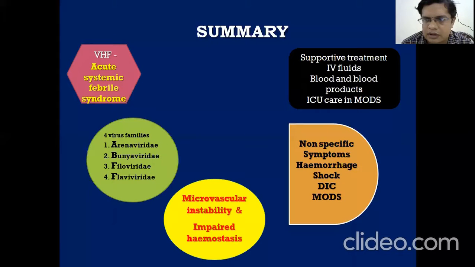The clinical presentation is initially non-specific: fever, headache, myalgias, retroorbital pain, and rash. And if they pass into the critical phase, they produce hemorrhage, shock, and complicate with DIC and MODS. Treatment is always supportive, with antipyretics, IV fluids, and in critical cases blood and blood products, and ICU treatment with fluids and vasopressors in MODS. So this summarizes the presentation of viral hemorrhagic fever. Hope you have learned what viral hemorrhagic fever is, the different pathogenesis, the clinical features, and how you manage the fever.